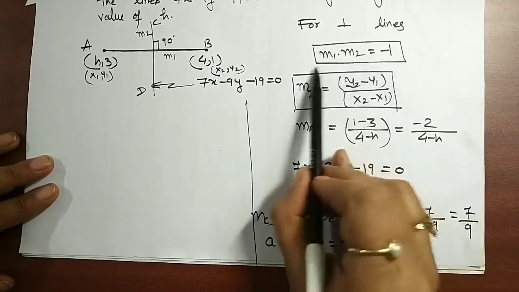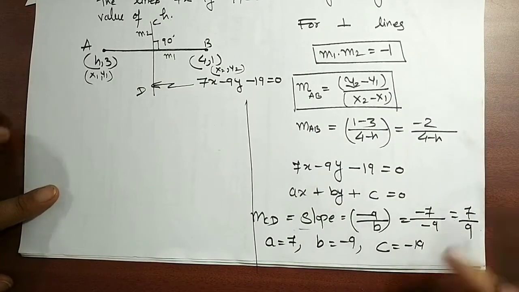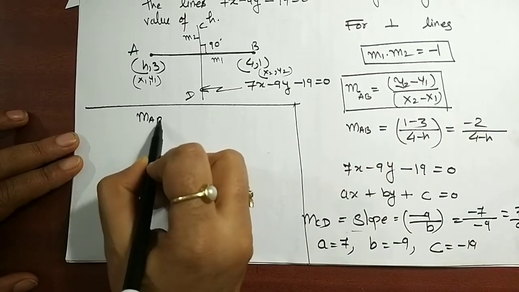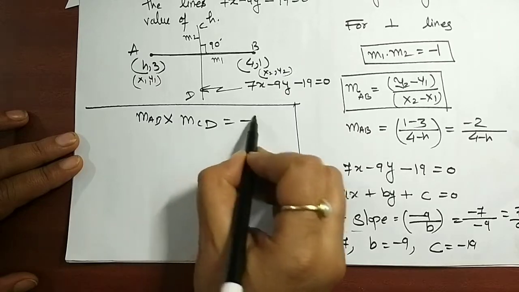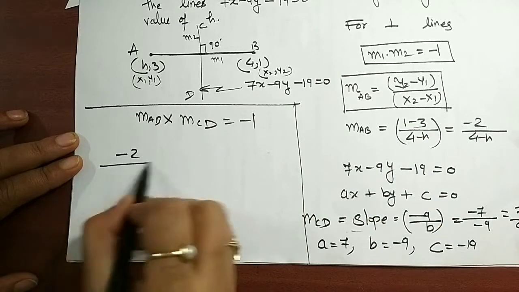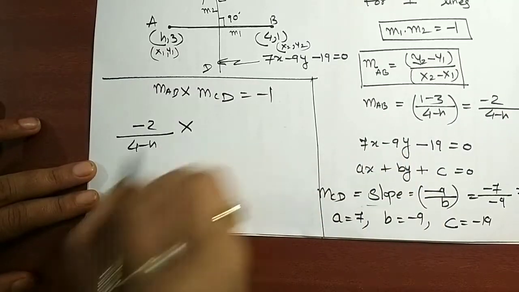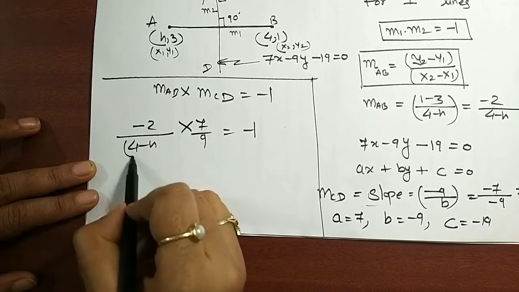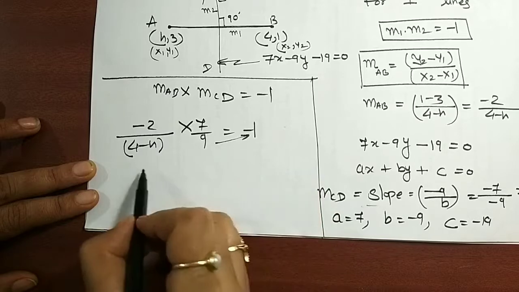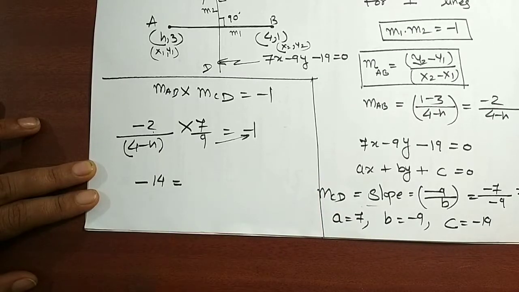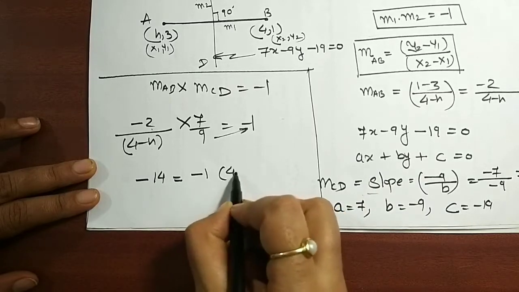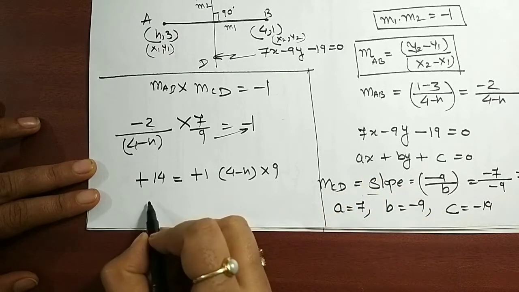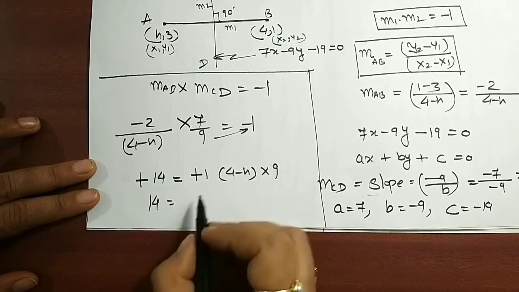Now let me use this condition. I am supposed to do this into this should be equal to minus 1. So I am trying to do MAB into MCD is minus 1. So MAB is minus 2 by 4 minus h into MCD is 7 by 9 is minus 1. Now I will take this product this side. So 7 2s are 14, so minus 14 is equal to, what is this into this? Minus 1 into 4 minus h into 9. Minus minus will become plus.